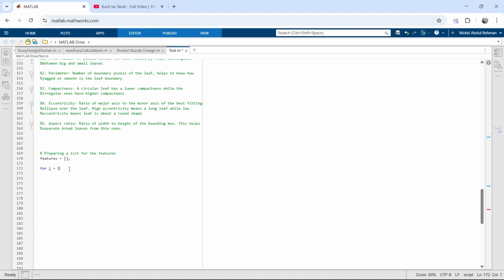For I equals 1 to 9, first what we do is select the corresponding leaf image, the ith leaf image. Because the leaf images matrix is a 3D matrix having images along the z direction, different images along z directions, we take the image at the ith position of z. So now we have taken the image, the leaf.